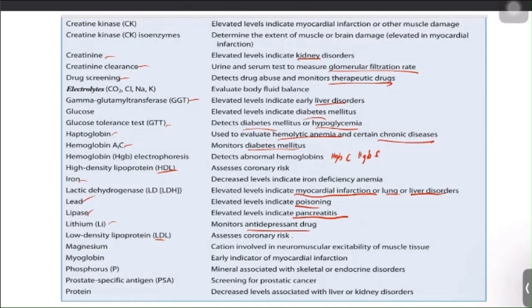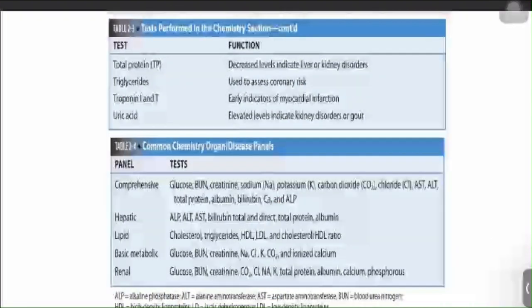Myoglobin for myocardial infarction. Phosphorus is also sometimes included in your electrolytes for skeletal and endocrine disorders. Your PSA or prostate-specific antigen is being used to screen for prostatic cancer in males. Then your protein. This is associated with liver or kidney disorder. But more so, we are using albumin as your main protein. What else? Your total protein is indicated for liver and kidney disorder.